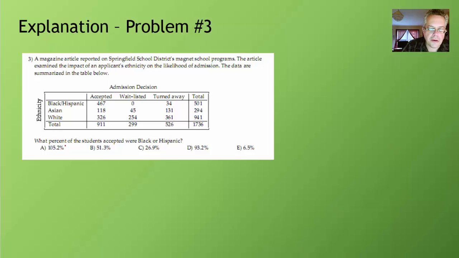So the key here is of the students accepted. That's the group we're talking about. And we find that group in the first column. Their total is 911. So that goes in the denominator. The number of black or Hispanic students was 467. So it's kind of near half. 467 out of 911 ends up being 51.3%.